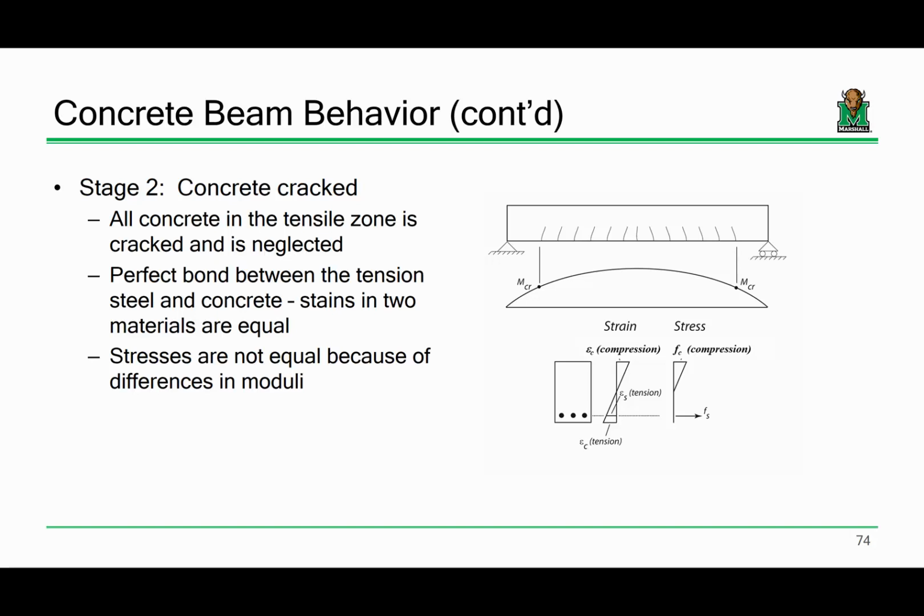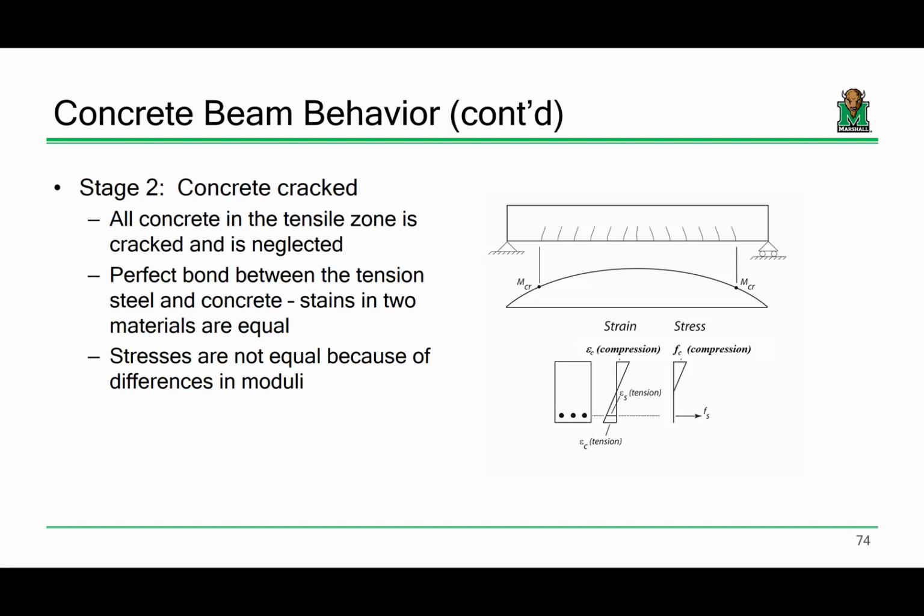So we start to enter stage 2. How does the behavior of the beam change once it's cracked? Well, when we're looking at a cracked cross-section, we're assuming that all of the concrete that is in tension is ineffective, because once it's cracked, those fibers have separated. You can't really apply load to something that's split in half, right? So every concrete element that's in tension, we assume is ineffective.